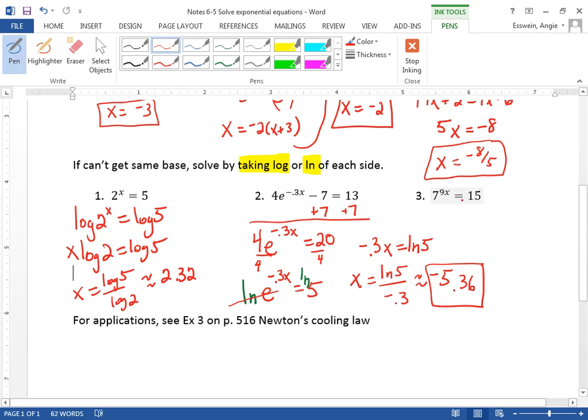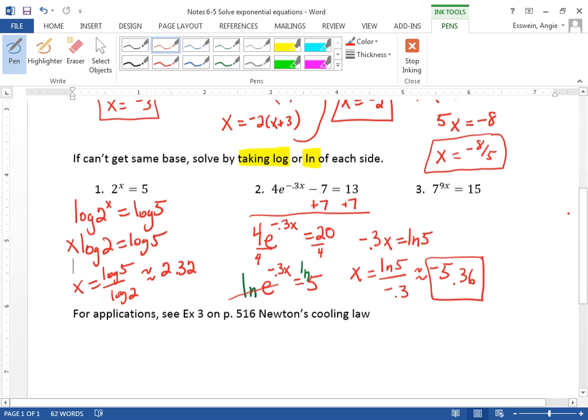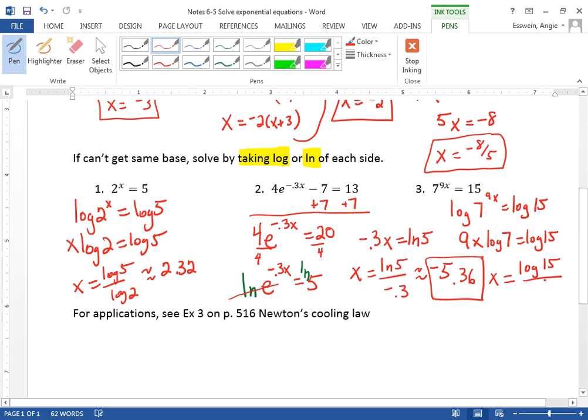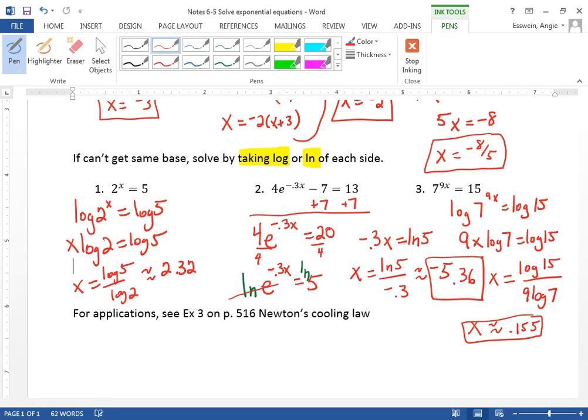And the last one, so should we use natural log or log? Log. So we get log 7 to the 9x equals log 15. And then you just bring this whole power down to the front. So you get 9x log 7 equals log 15. And then you just divide by 9 log 7, which is all just a constant. So you'll get about 0.155 for that one.